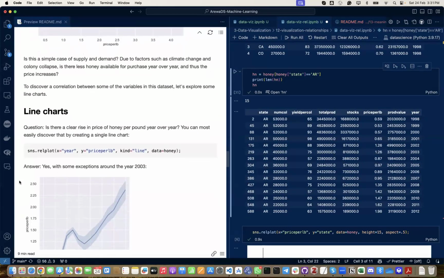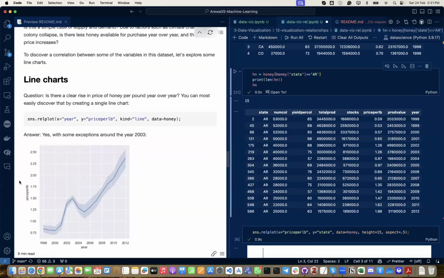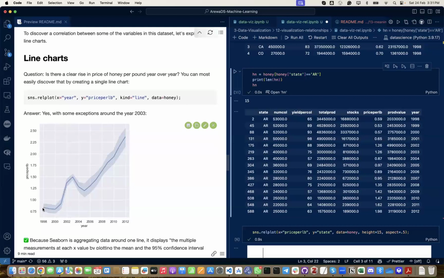So there is this question also here. Is there a clear rise in the price of honey per pound year over year? You can most easily discover that by creating a single line chart. So you are plotting the price of honey per year, which is price per pound for the year.